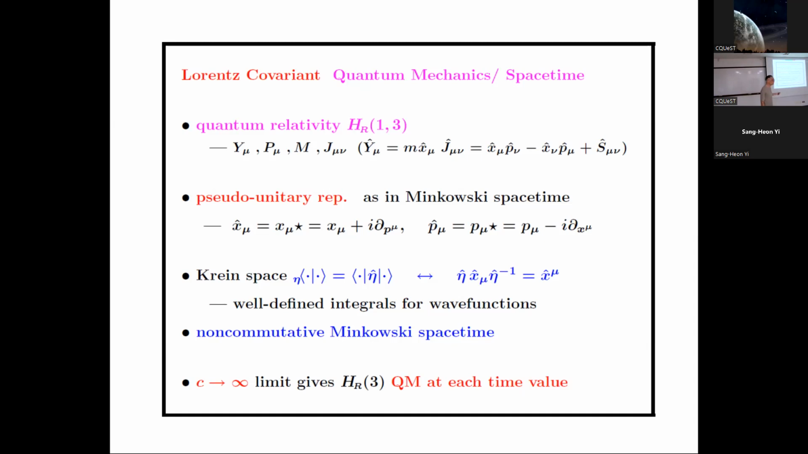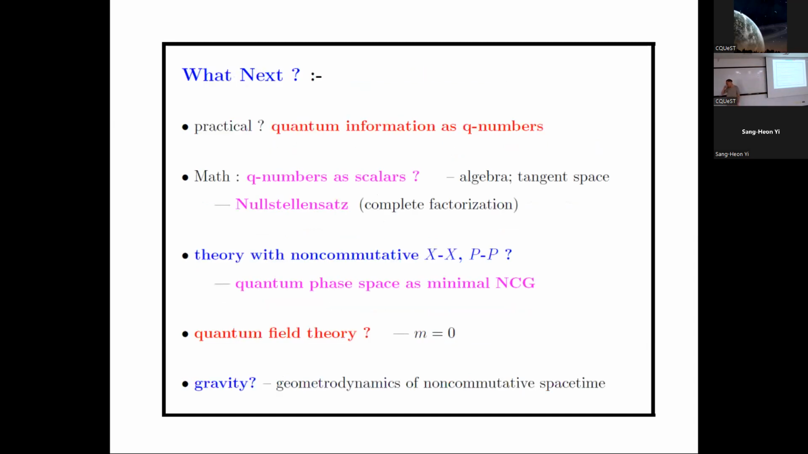And I need this because, remember, I want my position operator and momentum operator to be the coordinates, the non-commutative coordinates, of that non-commutative geometric picture of quantum physical space, right? I need a Minkowski analog. And I have it as a much better behaved Lorentz covariant quantum theory. So I'm essentially done here. This is the last page. What next?